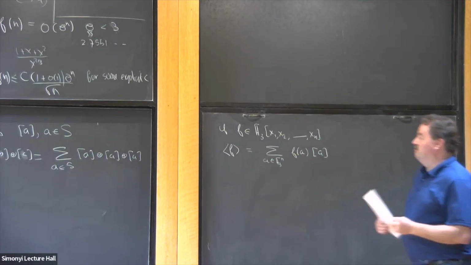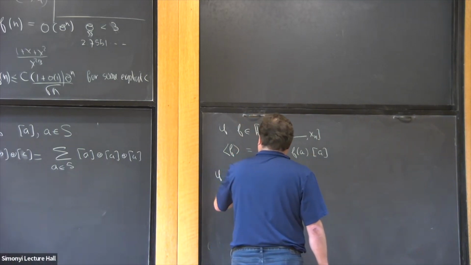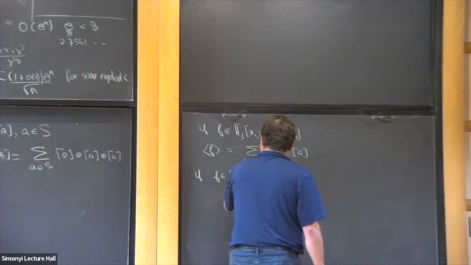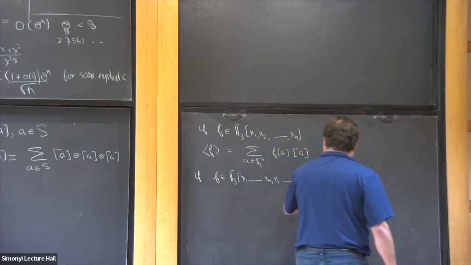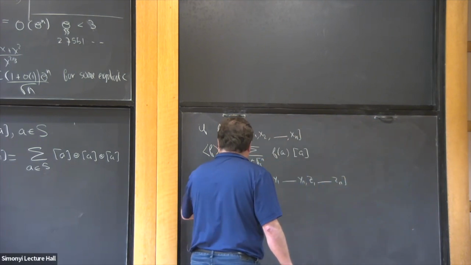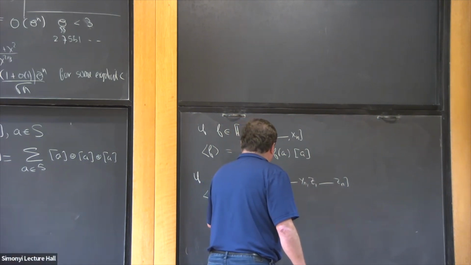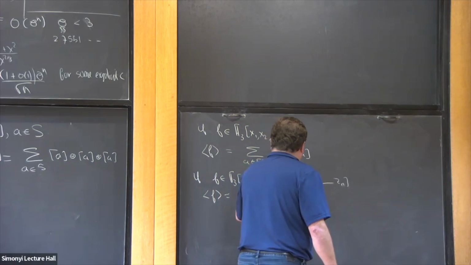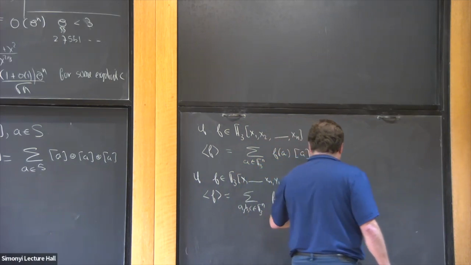And also if I have a polynomial in 3n variables, f in x1 up to xn, y1 up to yn, and z1 up to zn, then I'm going to use this notation. This is going to be the sum over all a, b, c in F3 to the power n of f(a, b, c) times a, b, c, using the standard product.